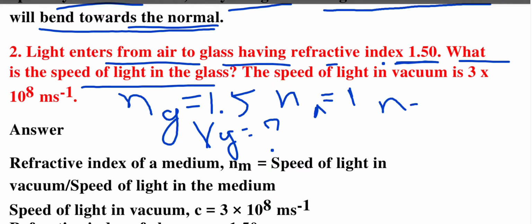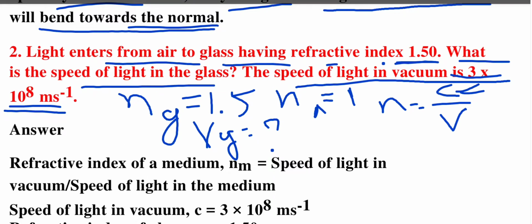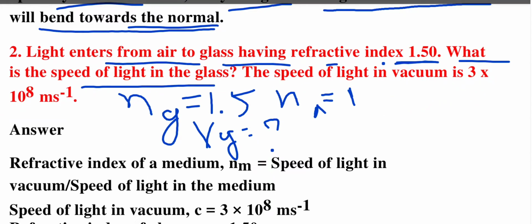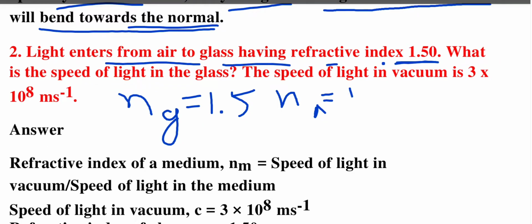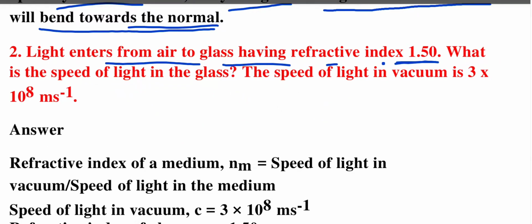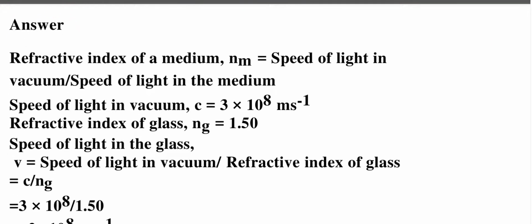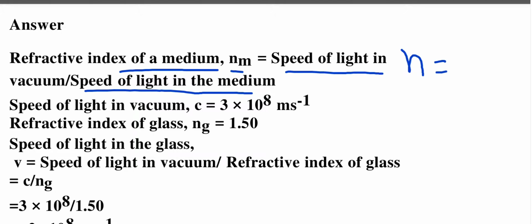We have the formula n is equal to c divided by v. They are asking what is the speed of light in glass. They have given the speed of light in vacuum as 3 into 10 power 8 meter per second. Even if they don't give it, you should remember the speed of light in vacuum is always 3 into 10 power 8 meter per second. So let us go through the solution. The refractive index of a medium n is equal to c divided by v, where n is the refractive index, c is the speed of light in vacuum, v is the speed of light in the medium.